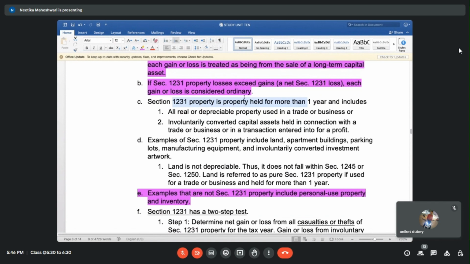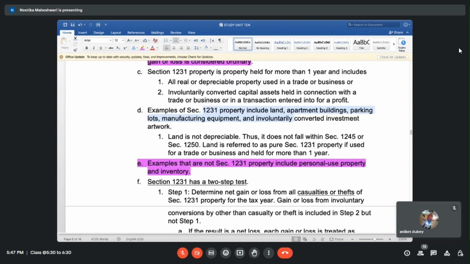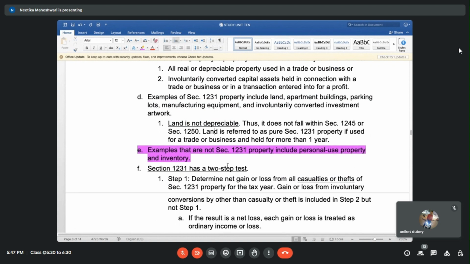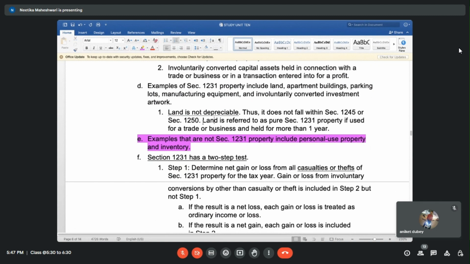It could be any real or depreciable property. It could be even converted capital assets, like involuntarily converted ones. So section 1231 is pretty much any property that is held for more than 1 year. And we always know land is not depreciable, so we are not talking about any depreciation recapture on land. Land is referred to as pure section 1231 property if used for trade or business and held for more than 1 year.